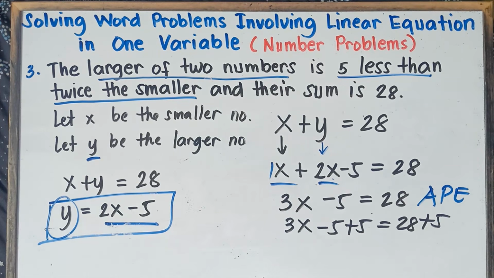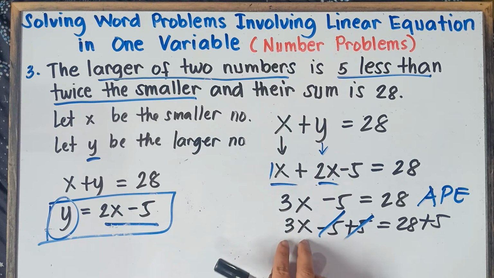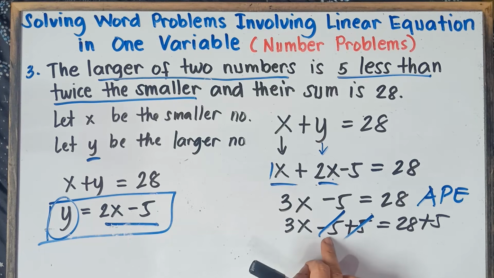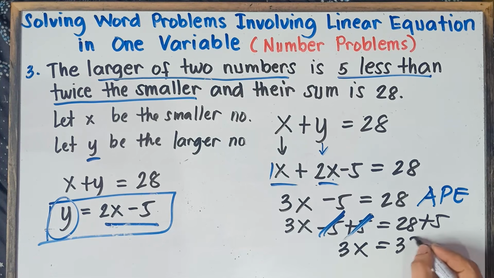Question, sir. Why do we need to add both sides by 5? So that, class, you can cancel this out and the remaining expression will be only 3x. We need to add both sides by 5 because negative 5 plus 5 would be equal to 0. We can just simply cancel this out. So this will be 3x equals 28 plus 5. What's the answer, class? That's correct. That would be 33.